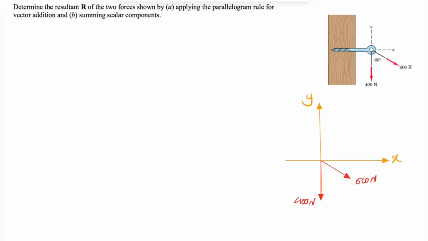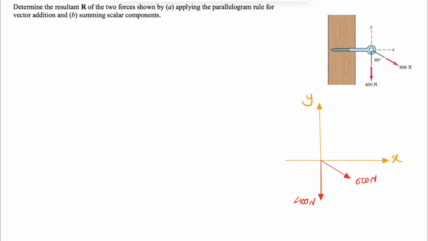Alright guys, we're going to be solving a question from the second chapter of the Meriam textbook, Engineering Mechanics, and in this one we need to determine the resultant R of the two forces shown, firstly applying the parallelogram rule for vector addition, and in the second method we should sum scalar components. So we have these two forces in here as we can see. Let's start with the A part where we use the parallelogram rule.